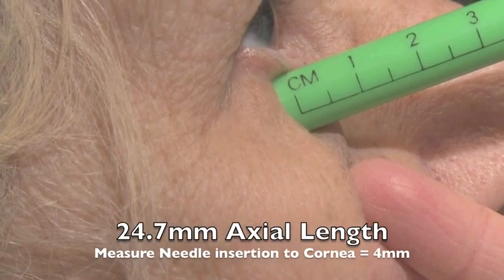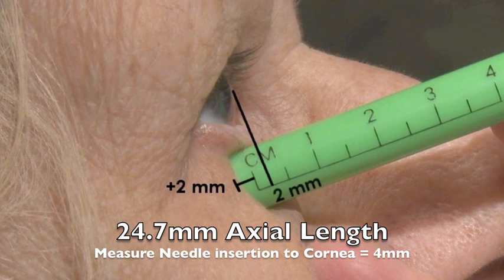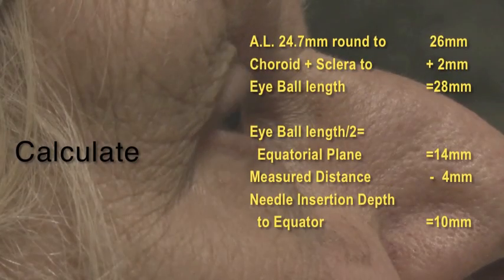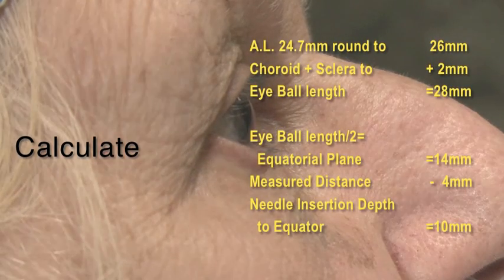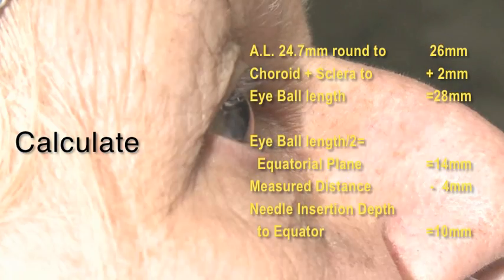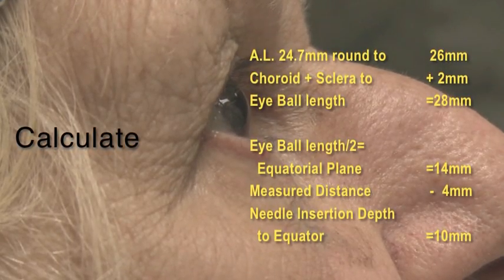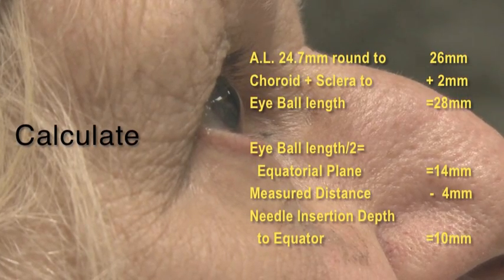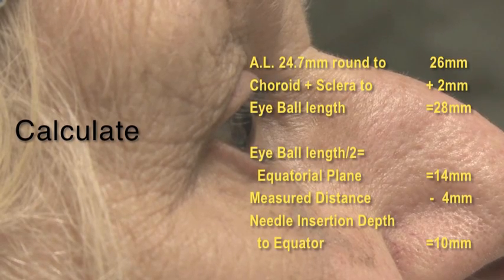Here now is the transcutaneous approach. Measure the distance from the needle insertion site to the cornea to determine the dynamic orbital-globe relationship, here approximately 4 millimeters. Round up the 24.7 millimeter axial length to 26 millimeters, and add the choroid and scleral length, 2 millimeters. The eyeball length is 28 millimeters. Half the eyeball length is the equatorial plane at 14 millimeters. Subtract the initial measured distance of 4 millimeters, and you get the needle insertion depth to the equator is 10 millimeters.